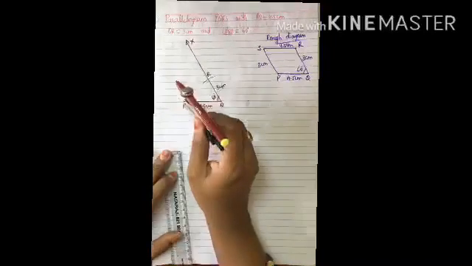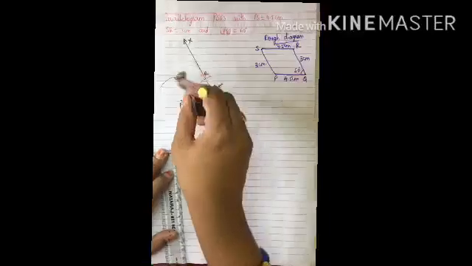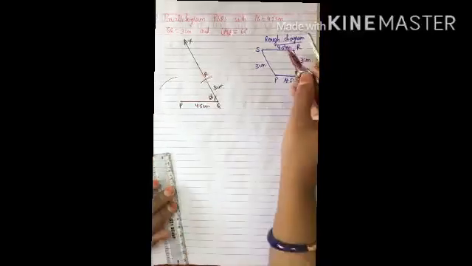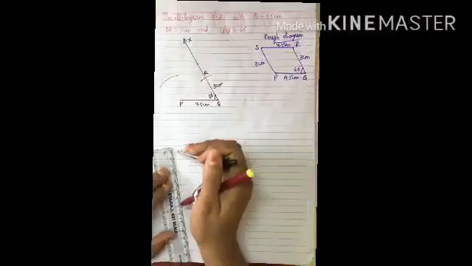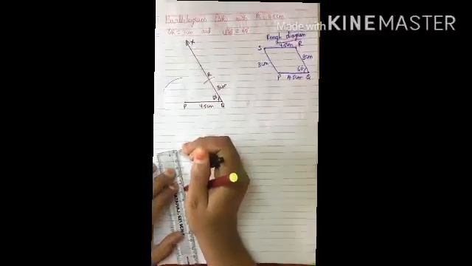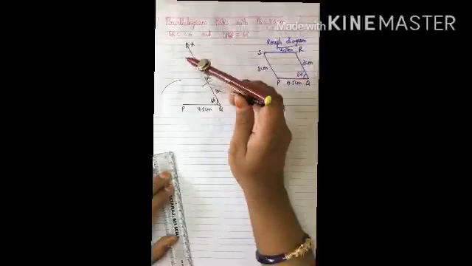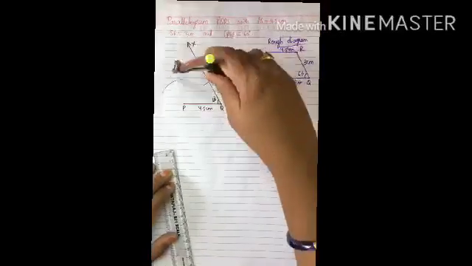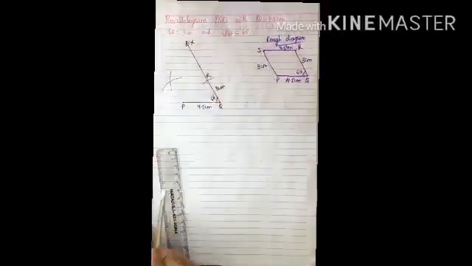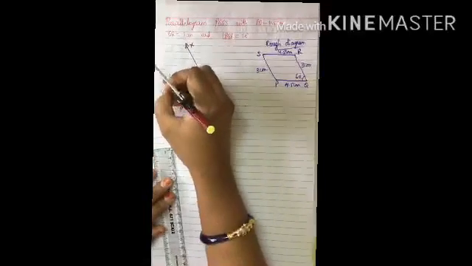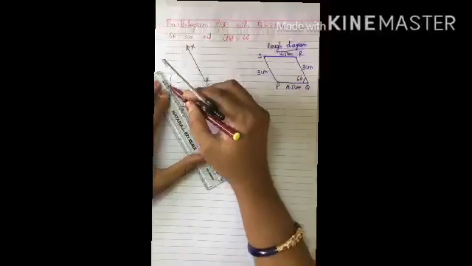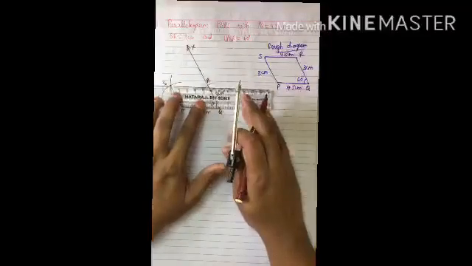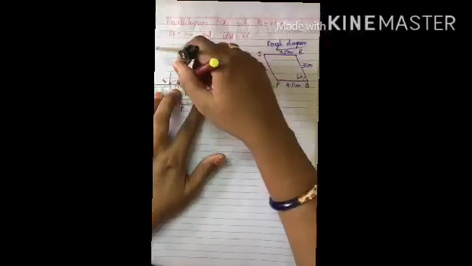So same with P as center and radius 3 centimeters, draw an arc. Next, from R and S it is 4.5 centimeters. So take 4.5 centimeters on the scale, with R as center and radius 4.5 centimeters, cut the previous arc at S. So now join P and S, and S and R.